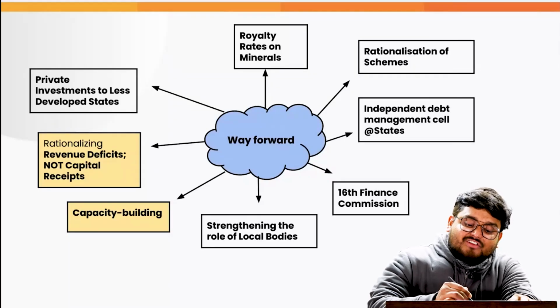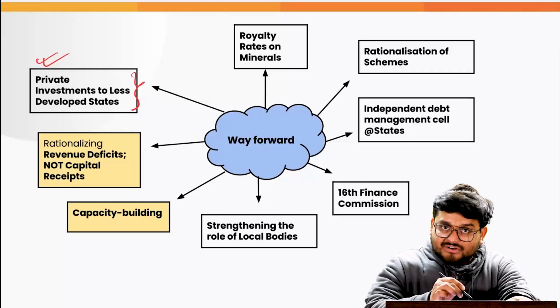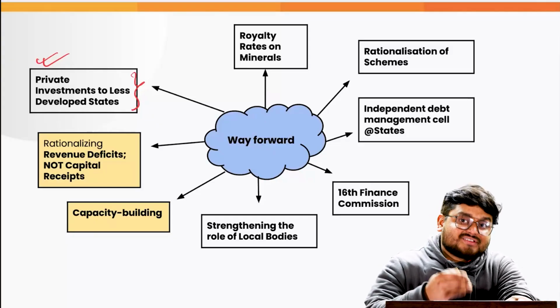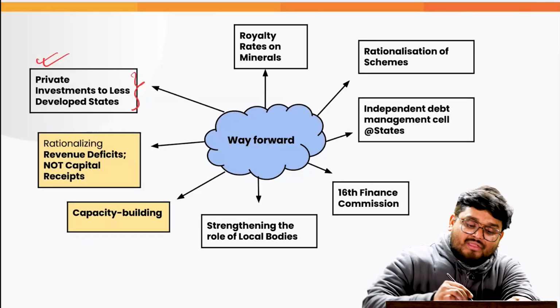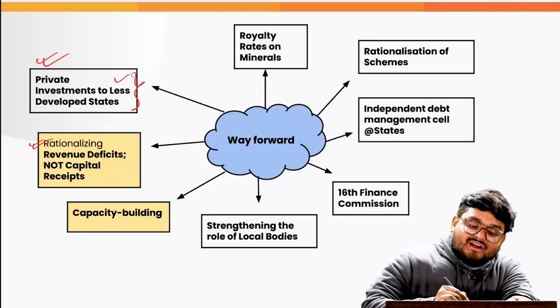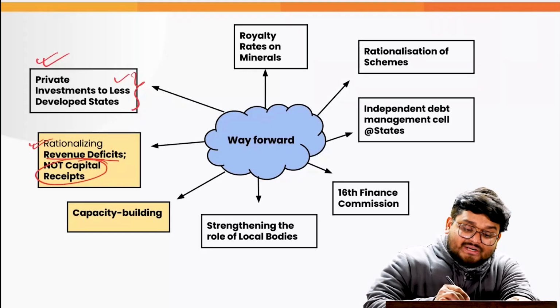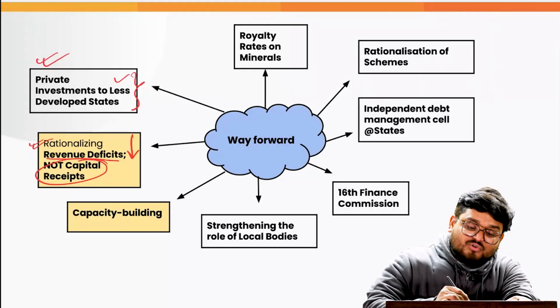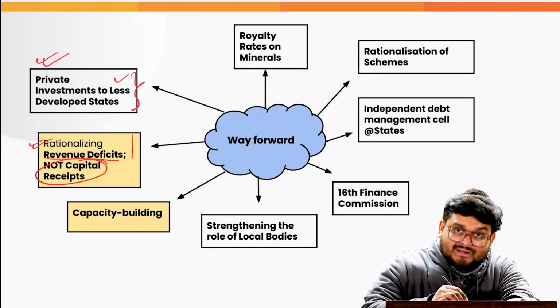Firstly, private investments in less developed states can be encouraged, such as Jharkhand and Chhattisgarh. So we can have more and more self-independence with reference to the economic activities of the states. Also, we must be rationalizing revenue deficits, not capital receipts. We have to reduce the wasteful expenditures. We should not be selling off our PSU stocks, or various other assets that the state governments have.